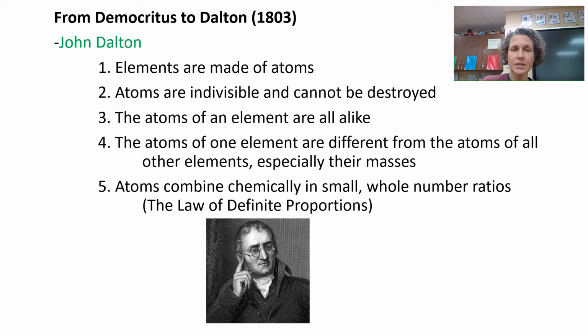He said, first of all, elements are made of atoms. Then he went on to discuss atoms, and he took this from part of what Democritus and Leucippus had said. Atoms are indivisible and cannot be destroyed. Now we obviously know things that he didn't, so that statement is actually not true, but he didn't know that based on technology. Third point, he said that atoms of an element are all alike. So what he was saying is if he had a handful of silver, because it's all the same substance, all the same element, then all the atoms would be alike.